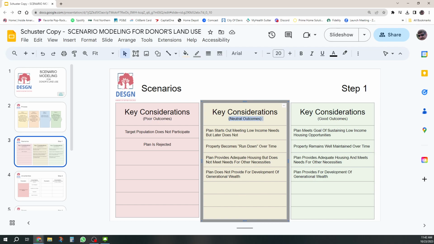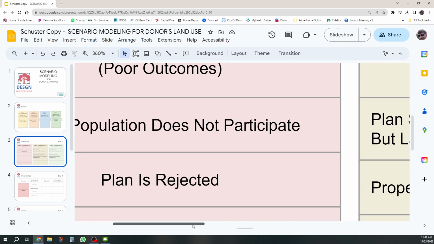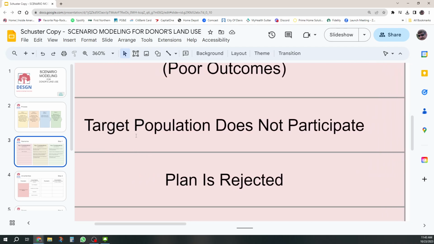So we've got some scenarios, and I've got some poor outcomes, some neutral outcomes, some things good, some things bad, and we have some good outcomes. And I'm going to focus on one of these here. What if we have the outcome where the target population does not participate? We want to do something for low and very low income families. And I can imagine that when we're done with all this, we don't get any low or very low income families to become part of our project.